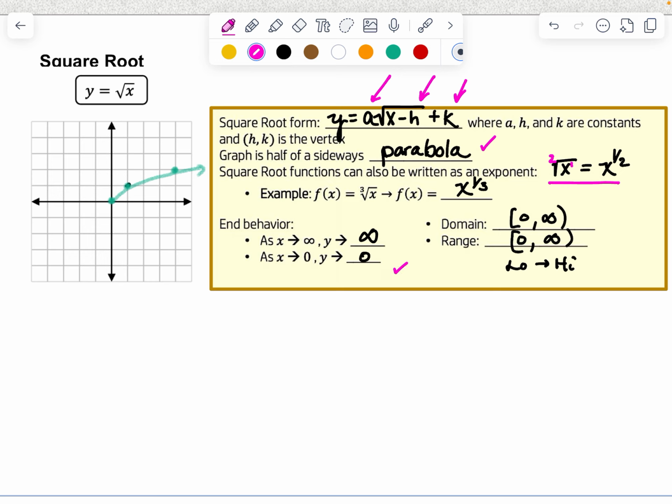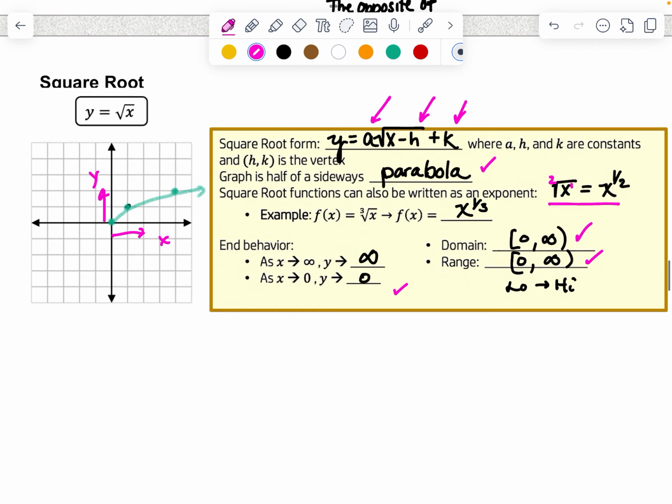As x goes to infinity, the graph is going to continue to increase, and as x goes to 0, y goes to 0. The domain, of course, is x is greater than or equal to 0. You have the domain here, and then the range is also the same way, because you start here and you go up. So you start here and you go over for x, and then y. You can, of course, continue to increase. Remember, when you write the interval notation, you're going from low to high.